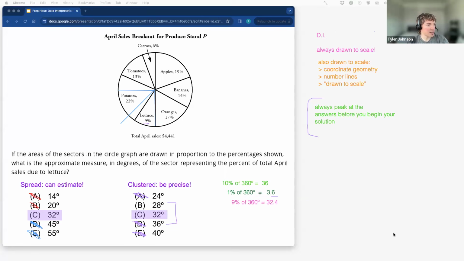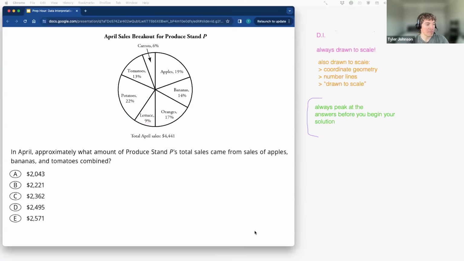Okay, let's do another problem on the same data set. Here you go. You have about 3 minutes.